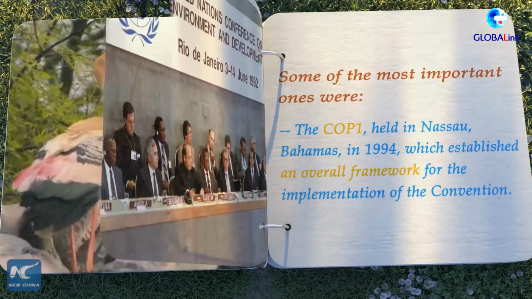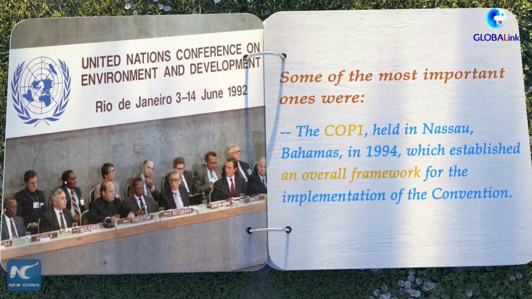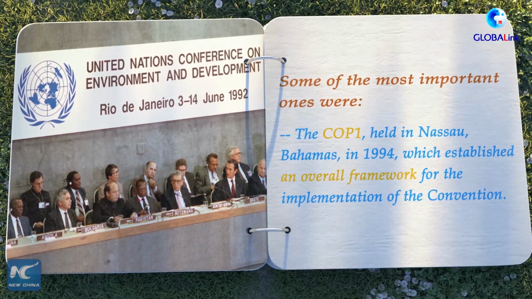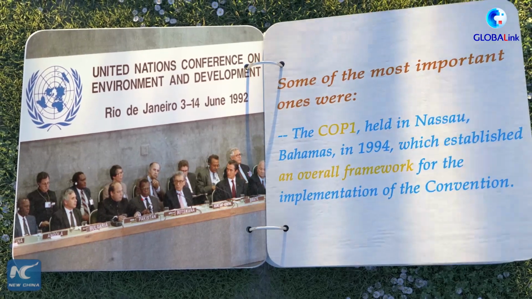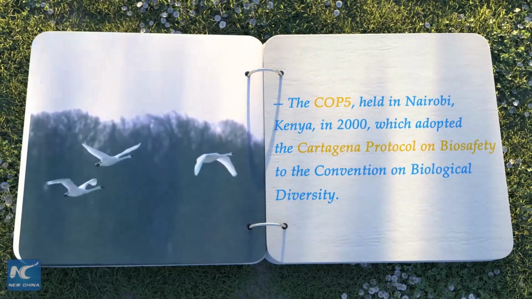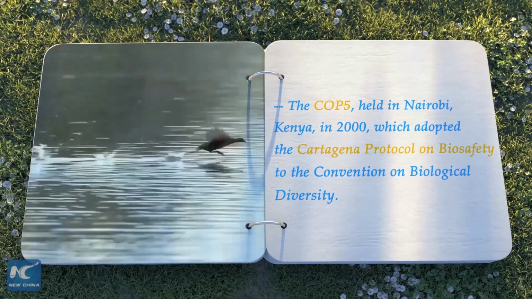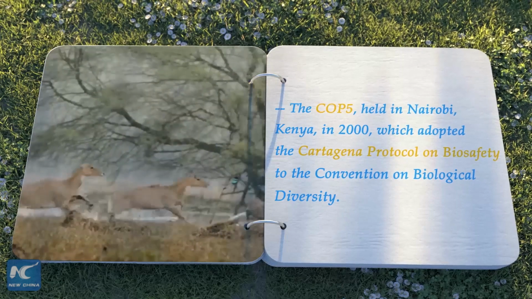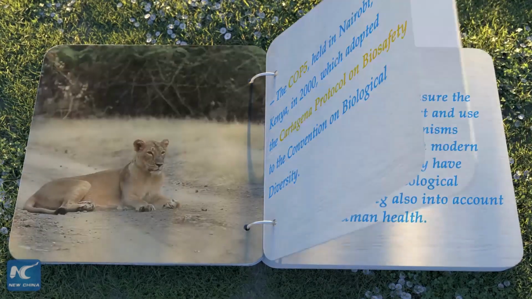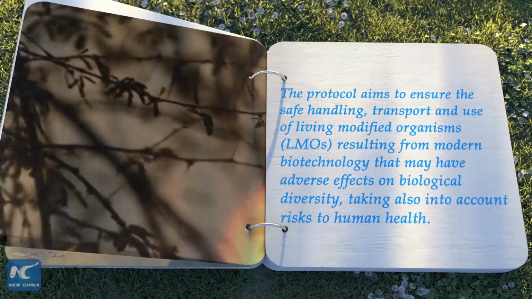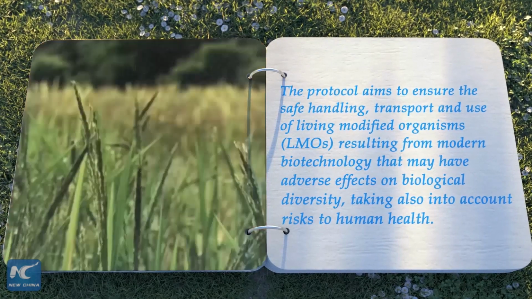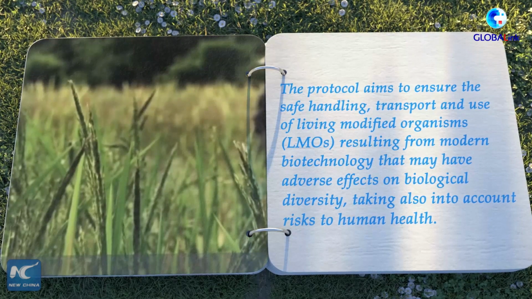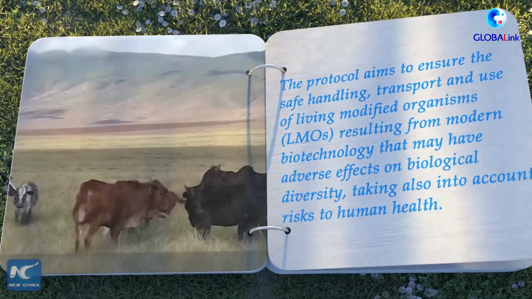Some of the most important ones were the COP1, held in Nassau, Bahamas, in 1994, which established an overall framework for the implementation of the convention. The COP5, held in Nairobi, Kenya, in 2000, which adopted the Cartagena Protocol on Biosafety to the Convention on Biological Diversity. The protocol aims to ensure the safe handling, transport and use of living modified organisms resulting from modern biotechnology that may have adverse effects on biological diversity, taking also into account risks to human health.